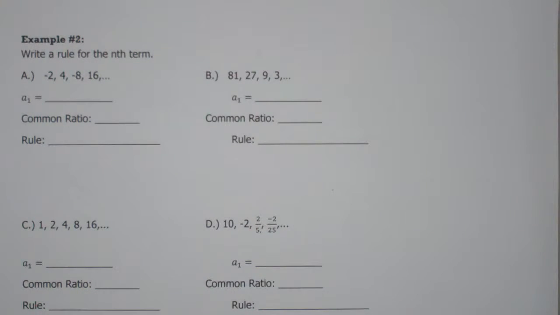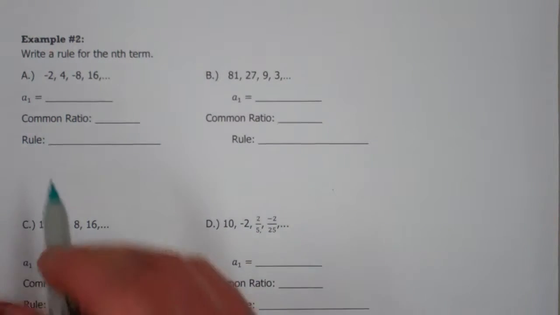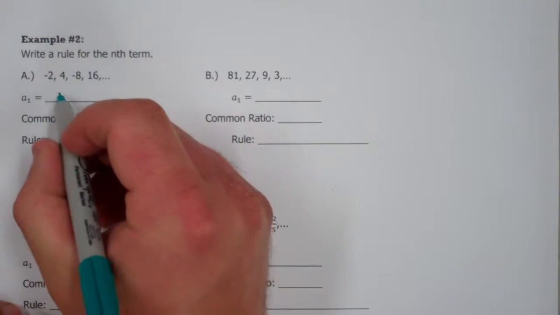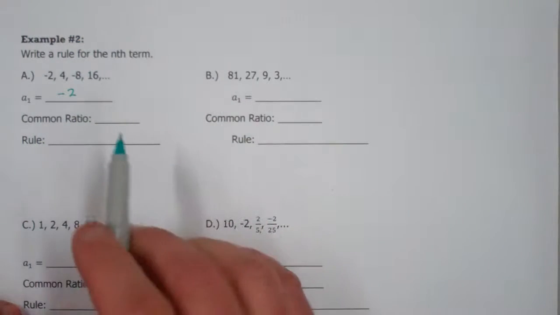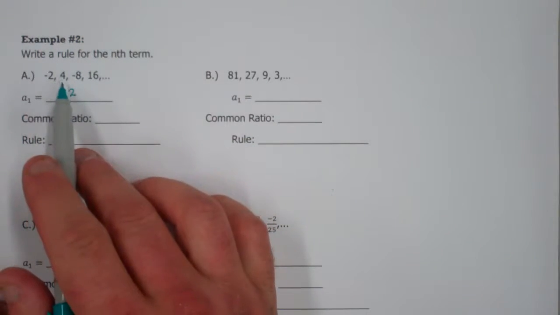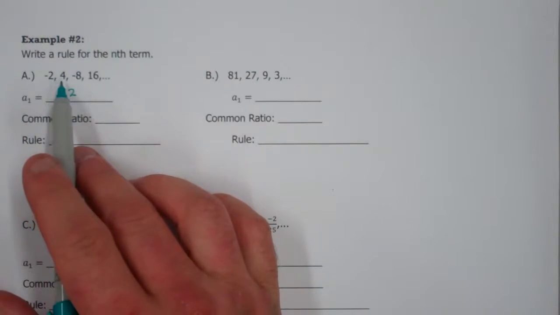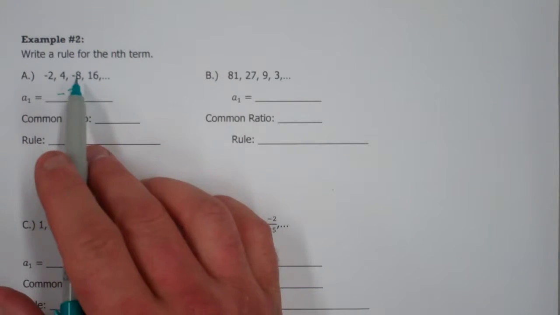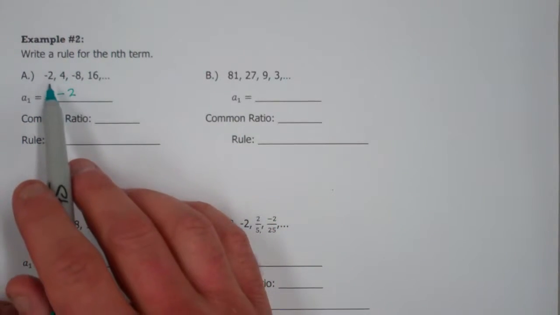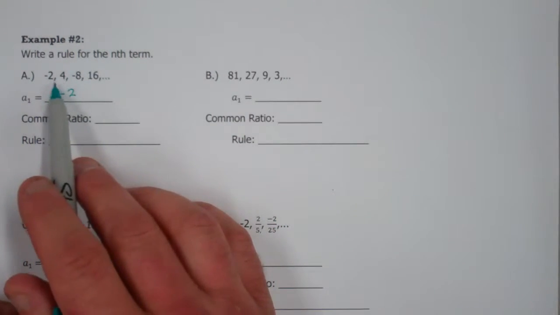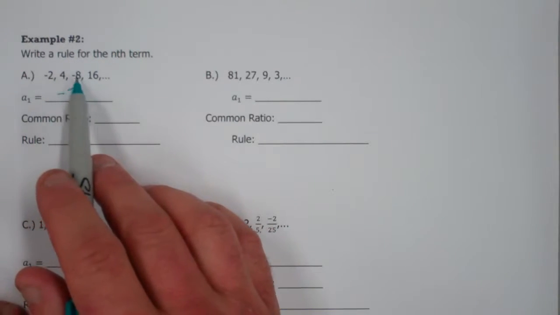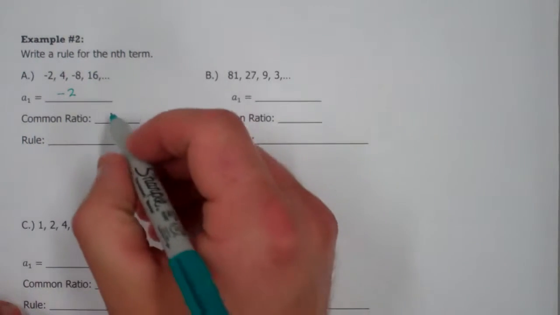In example 2, we're going to write a rule for the nth term, and we also have some things to fill in. A sub 1 in this sequence is negative 2. The common ratio is what we multiply by every single time. It looks like we're multiplying by a negative value. A negative times a negative is positive, positive times a negative is negative, and so on. And it looks like we're multiplying here by negative 2. Negative 2 times negative 2 is 4, times negative 2 is negative 8, and so on.